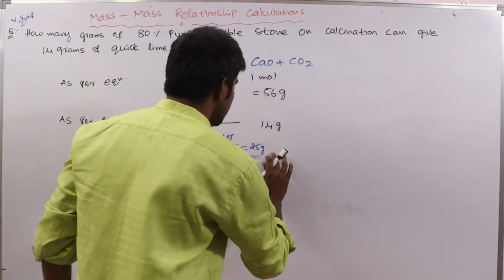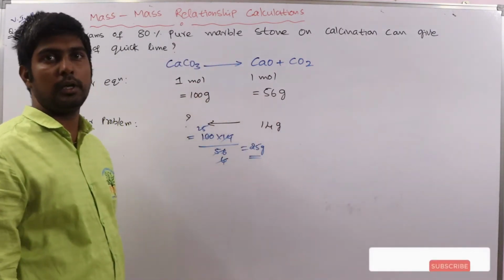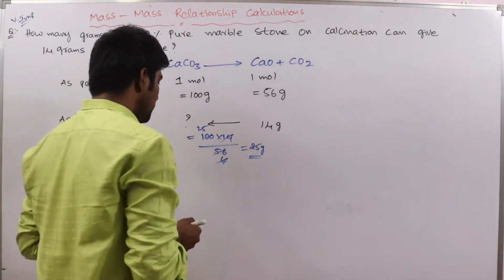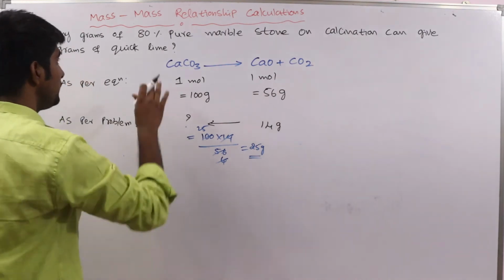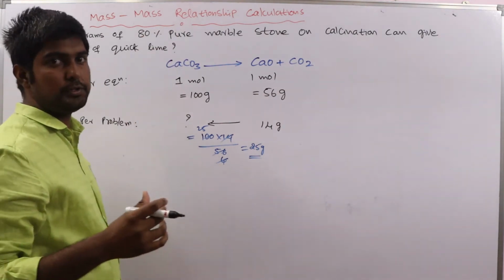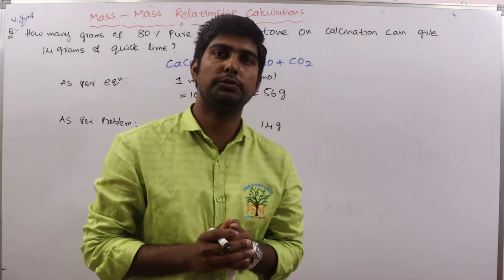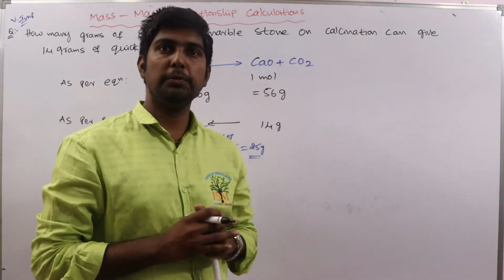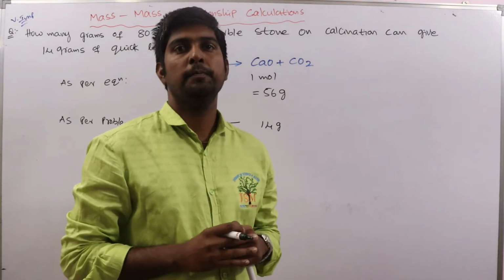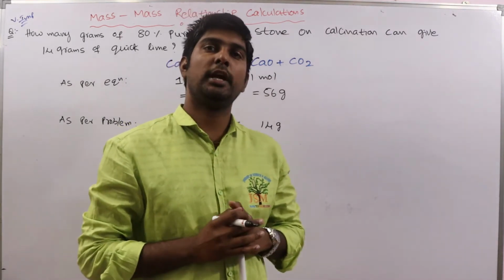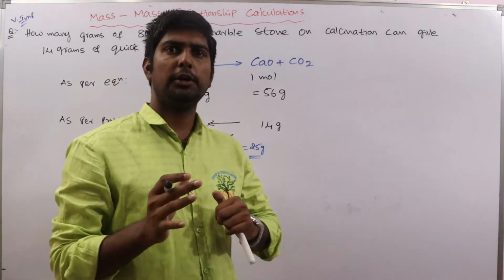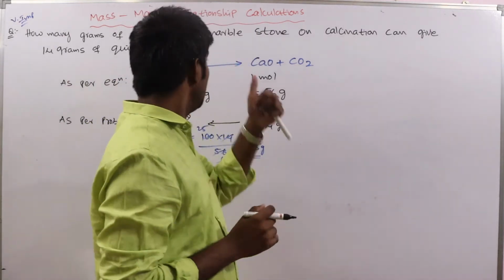Okay, so that's why this is not the final answer. Very, very important. Clear? Now, what we have to do next is this: 100% pure means if you take 100 grams of marble stone, all 100 grams is calcium carbonate. 80% pure means if you take a 100 gram sample, only 80 grams is calcium carbonate, and the remaining 20% is impurities, whatever they may be, which is not our consideration.